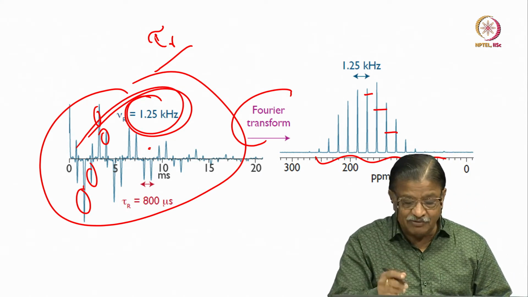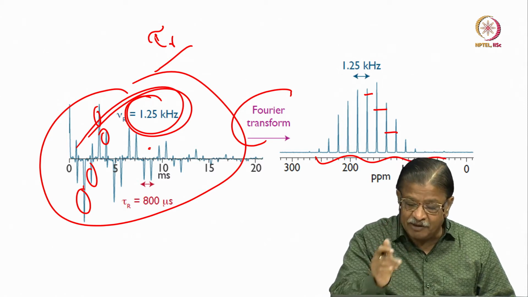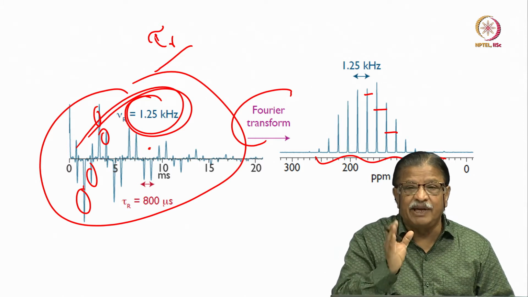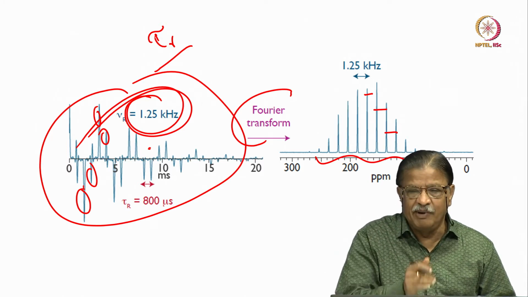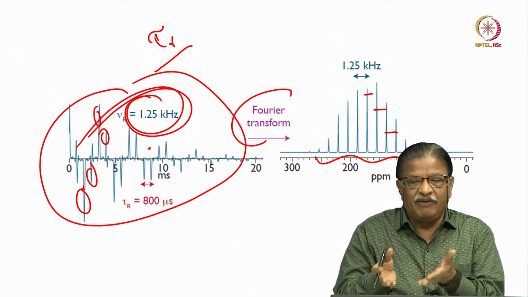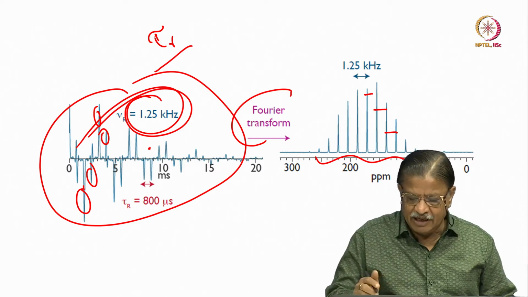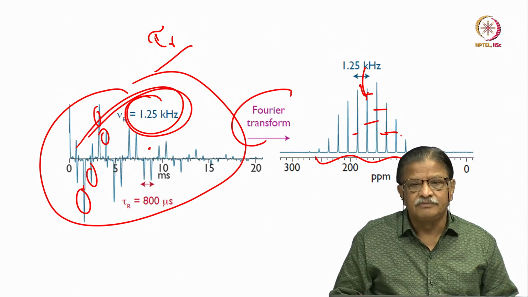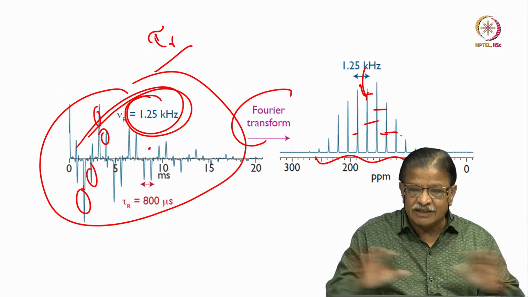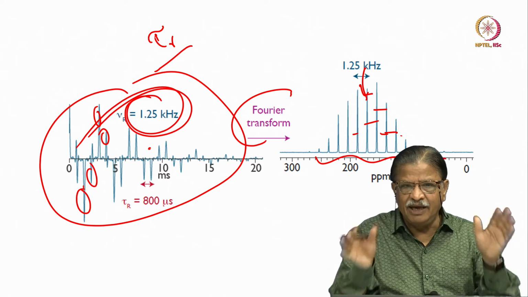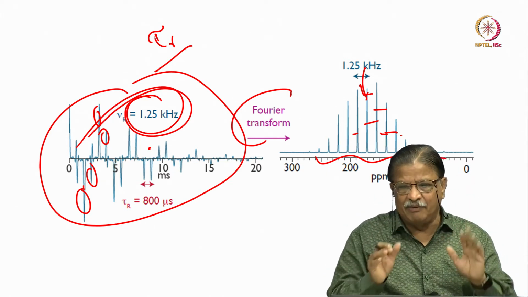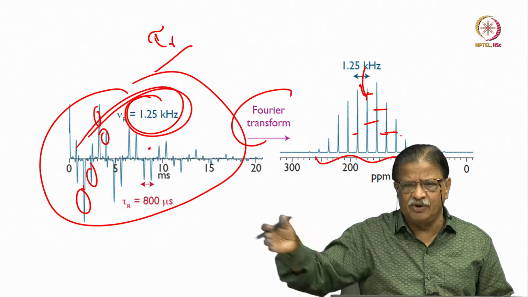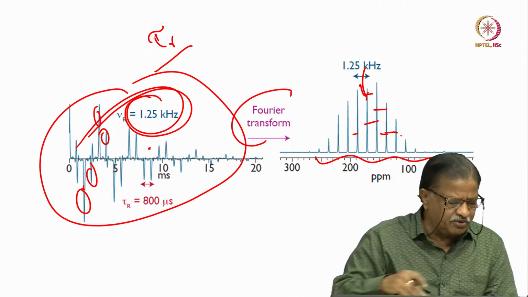Okay. This is what it is. These are called spinning sidebands, which come at exactly integral multiples of the spinning speed. Now you may ask me, where is my peak from my sample? We will come to that later. If this is your sample, with respect to that you can find out all the sidebands are separated on either side by integral multiples of the spinning speed, like nu r, 2 nu r, 3 nu r, similarly minus nu r, minus 2 nu r, like that.